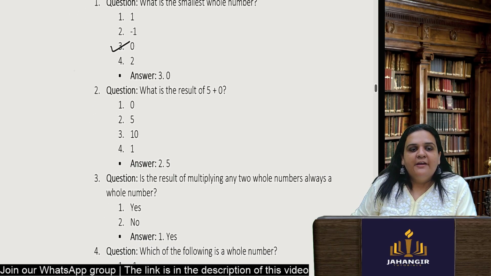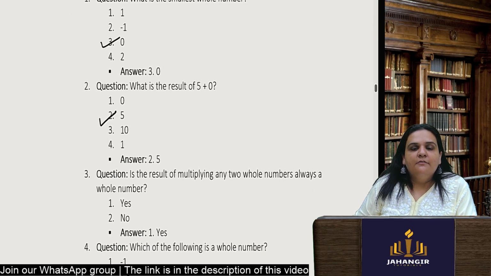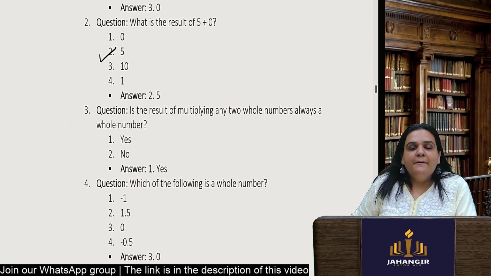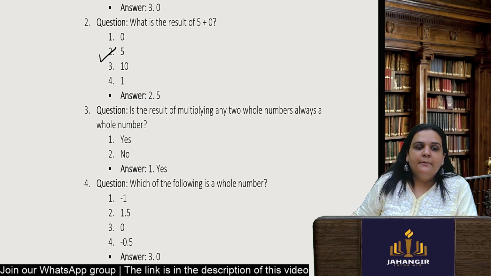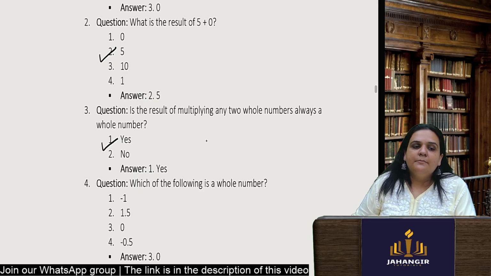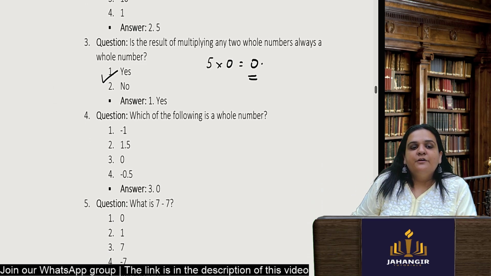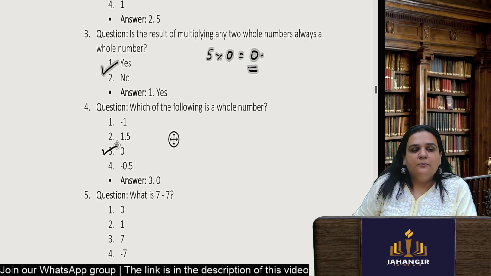If I do 5 plus 0, the answer will be 5. If I'm multiplying any two whole numbers, will the answer always be a whole number? Yes. If I'm multiplying any two whole numbers, the answer will be a whole number. So 5 into 0, I'll get 0. 0 is a whole number. Which of the following is a whole number? Only 0.